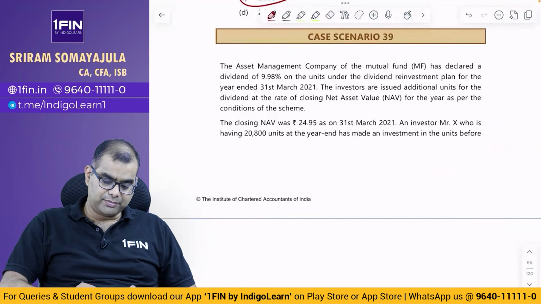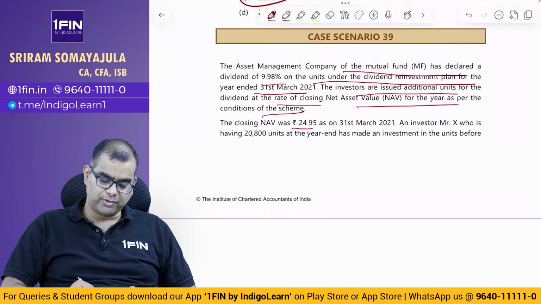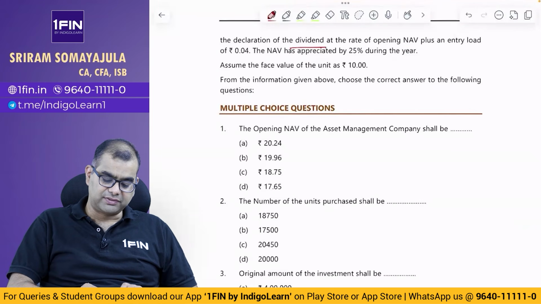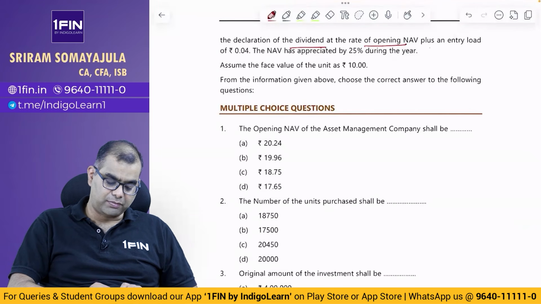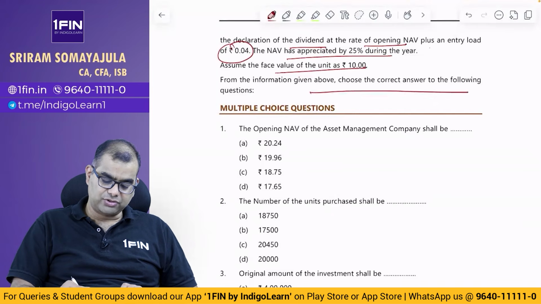Next, the asset management company of a mutual fund has declared a dividend of 9.98 on the units under the dividend investment plan for the year ended 21. Investors are issued additional units for dividend at the rate of closing NAV for the year as per the conditions of the scheme. Closing NAV was 24.95 on 31st March 21. Investor X, who has 2,800 at the year end, has made an investment in the units before declaration of the dividend at the rate of opening NAV plus an entry load of 0.04. The NAV appreciated 25% during the year. The face value is 10. From the information, choose the correct answer.